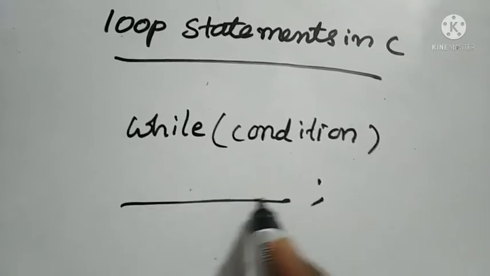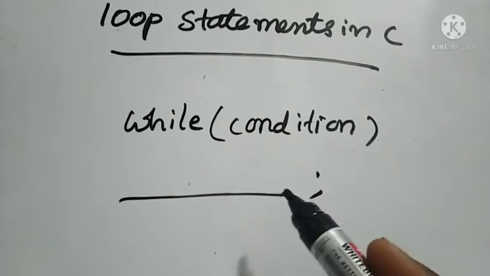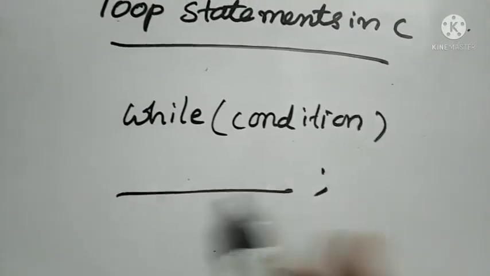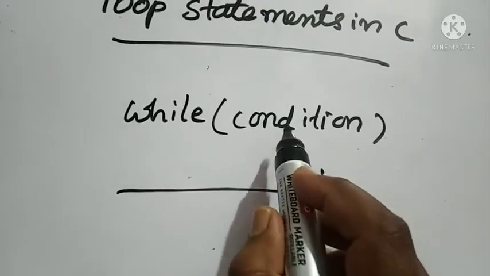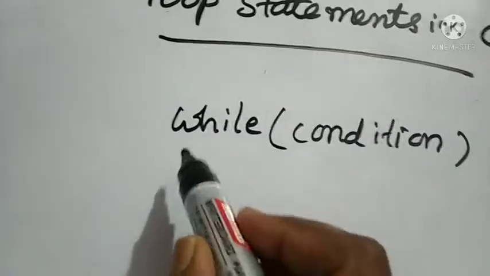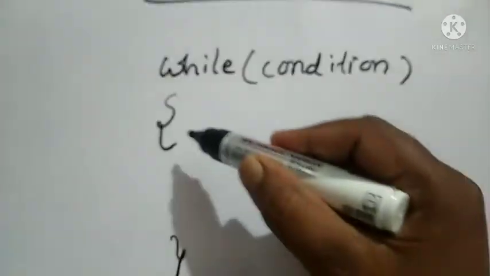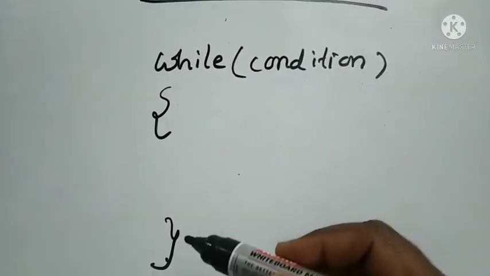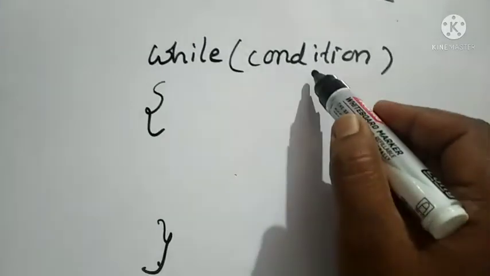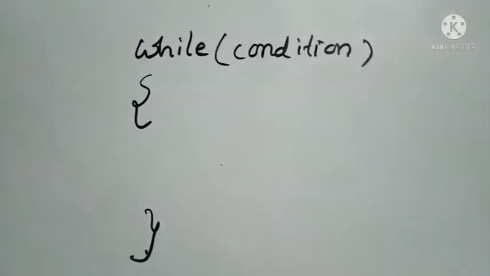Whatever statement is present before the semicolon will be executed a number of times. How many times, we don't know. Until the condition is satisfied, this instruction will execute. Once the condition fails, it will come out of the loop. If there is more than one instruction, we should have opening and closing braces, and whatever instructions are inside this loop will execute until the condition fails.